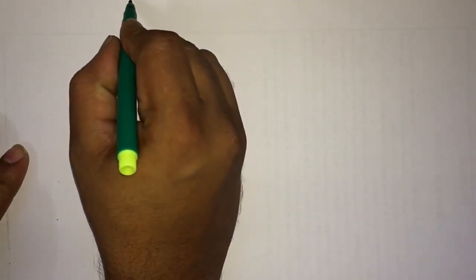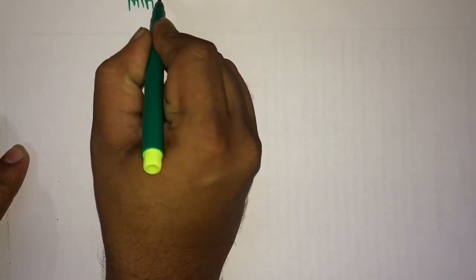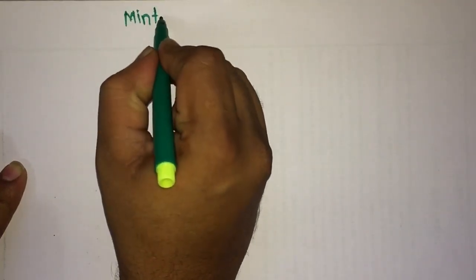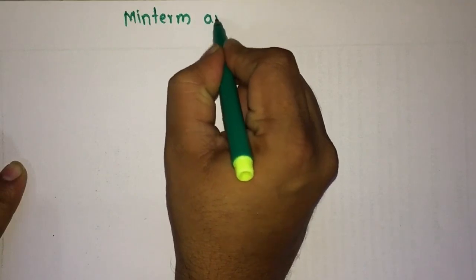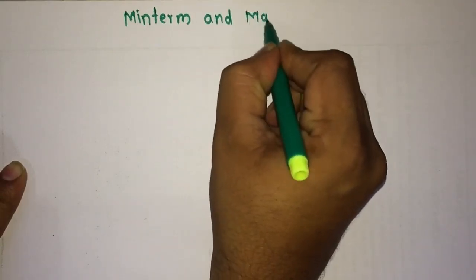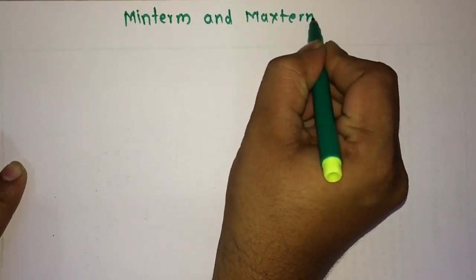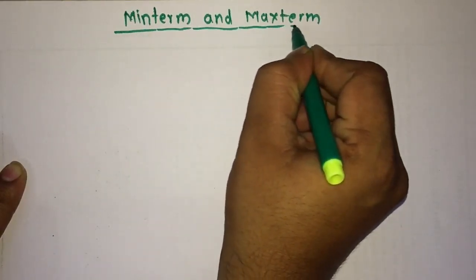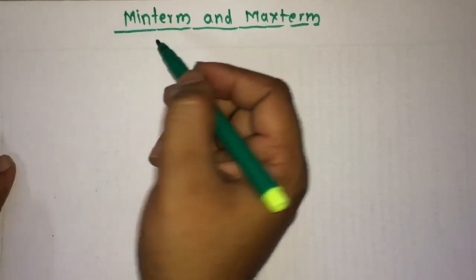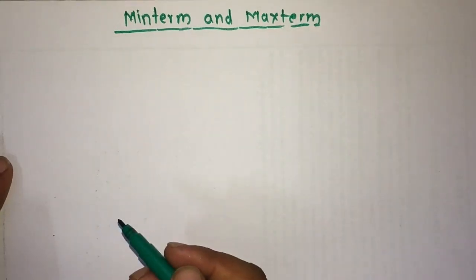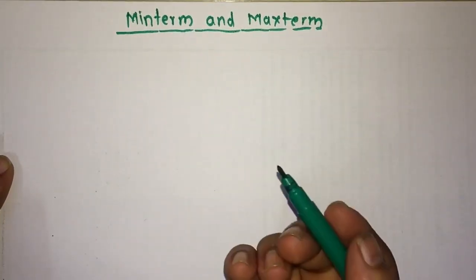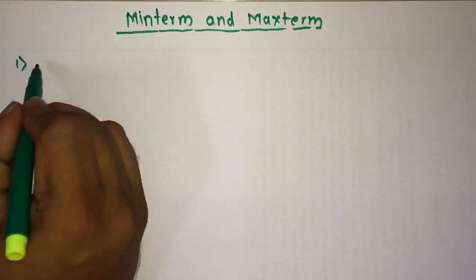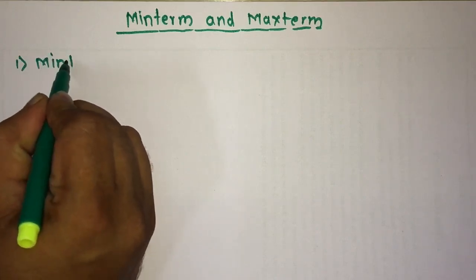So today's topic is minterm and maxterm in digital electronics. Sometimes we write any logical or Boolean equation in the minterm form and maxterm form also. So let us see what is meant by the minterm and what is meant by the maxterm. First we will consider the minterm form.